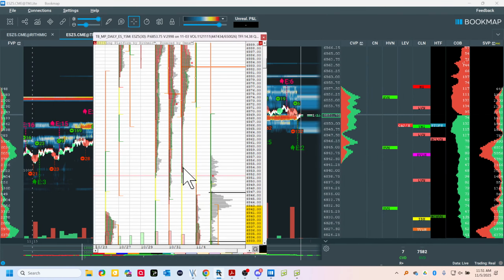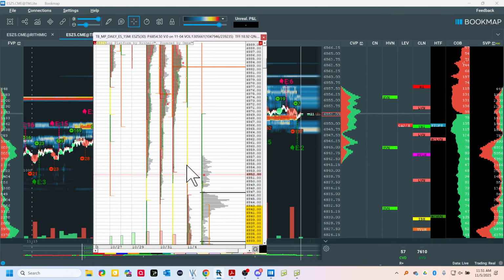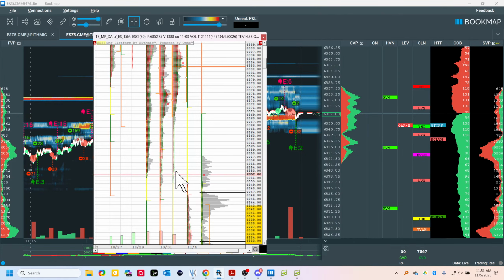What's important to me is this hole right here is resistance. So we can do anything here. As a trader, I don't think about what will it do. I think about what it might do. I know this was the outside edge.